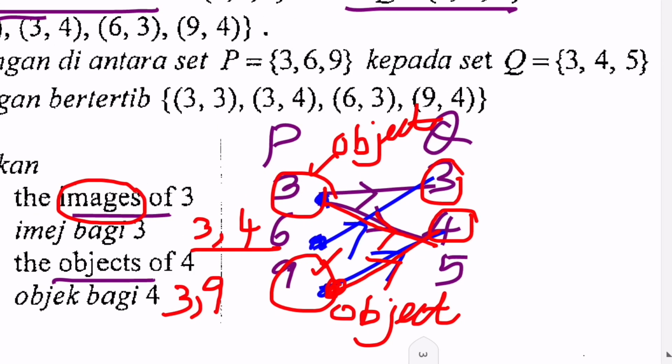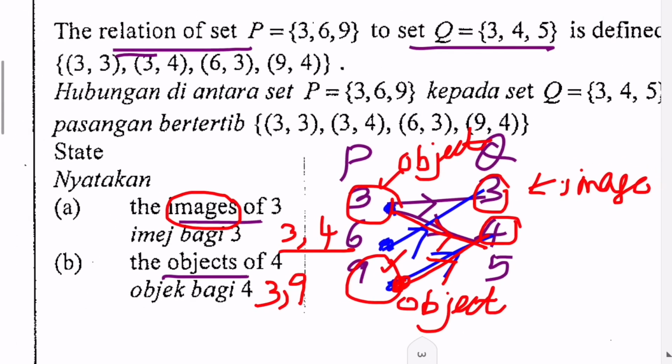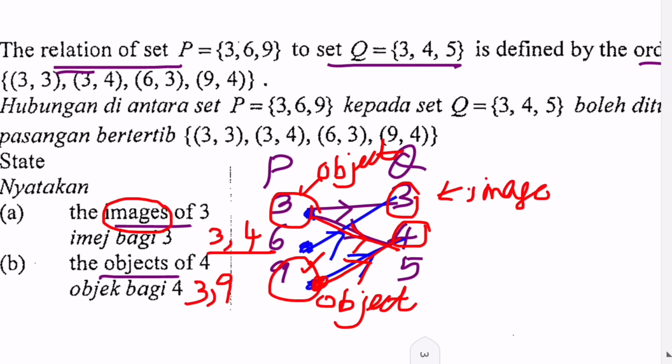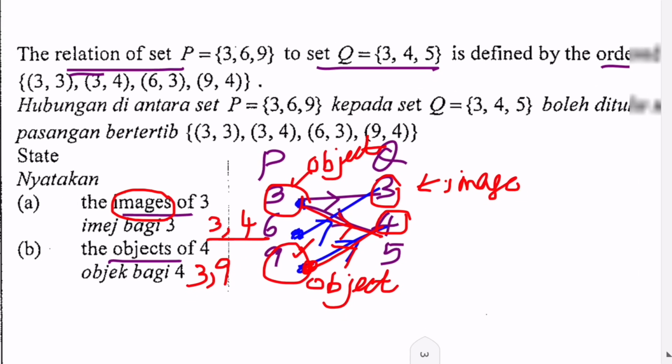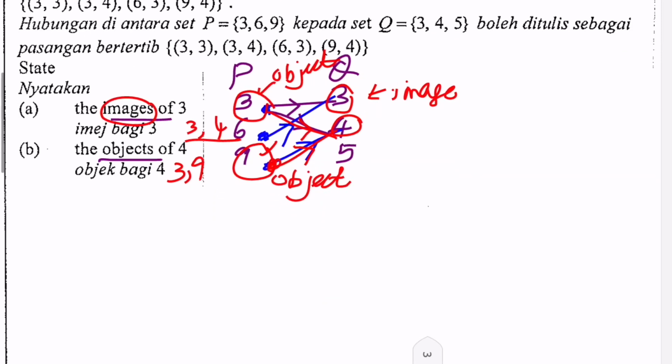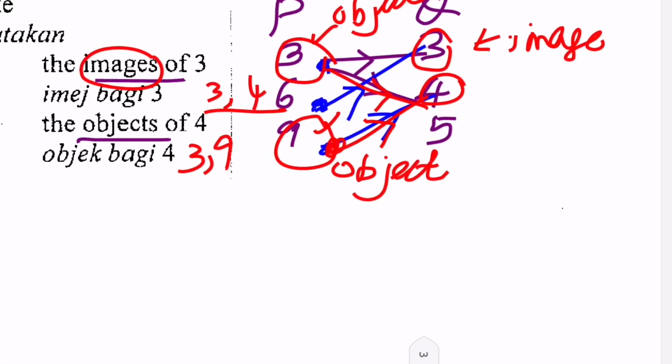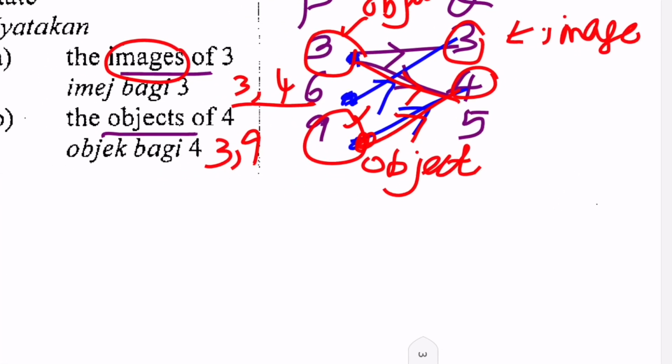So I'm showing you the object and the image. So hopefully you are clear about the object of the function. So there are 2 objects for 4, right? So the objects are 3 and 9. Okay, 3 and 9 are the objects of the image 4. So that's how you work out the answer. Alright, the first question is about images and objects for the function.